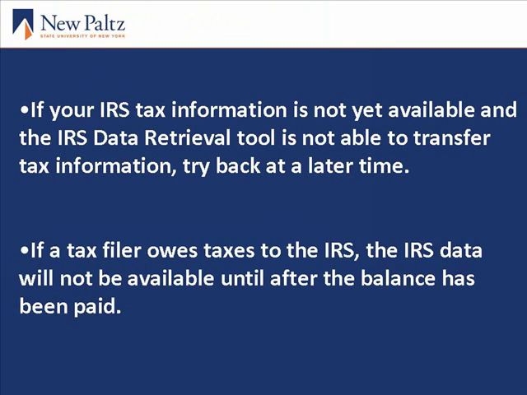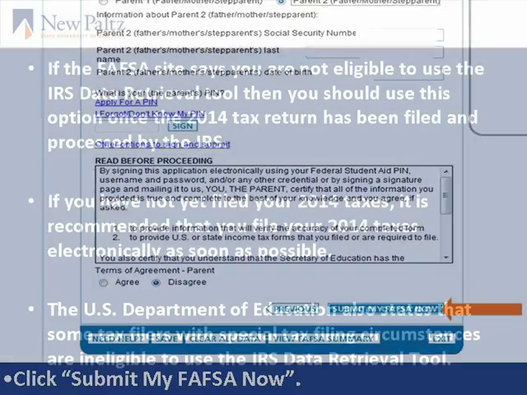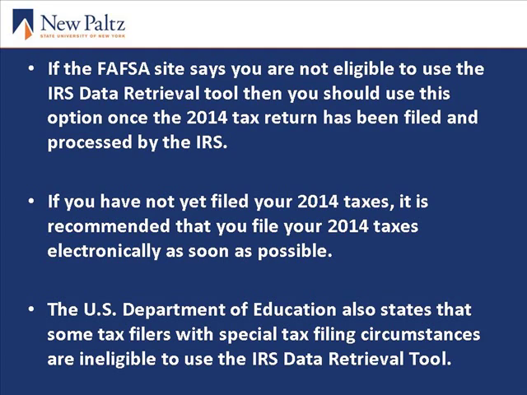If a tax filer still owes taxes to the IRS, data will not be available until after the balance has been paid to the IRS. If the FAFSA site says you are not eligible to use the IRS data retrieval tool, then you should use this option once the 2014 tax return has been filed and processed by the IRS. If you have not yet filed your 2014 taxes, it is recommended that you file your 2014 taxes electronically as soon as possible. After filing, you can then complete the IRS data retrieval process.